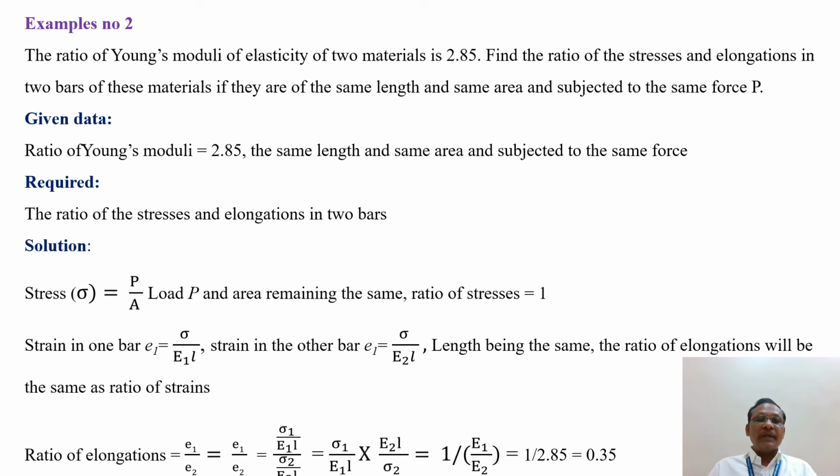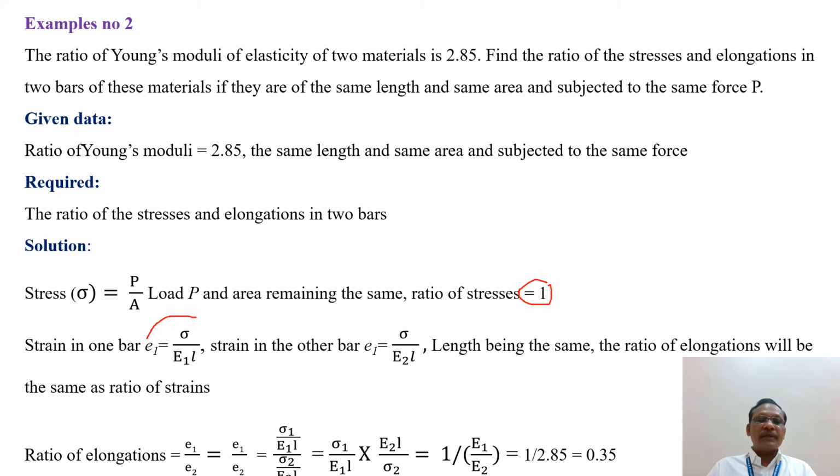So first of all, you write down the stress formula. Stress is nothing but P upon A, where P is the load applied on the member and A is the cross-sectional area. Now load P and the area remain the same, so the ratio of stress becomes 1. Then strain in the bar is equal to stress upon Young's modulus, divided by the length. So strain in the bar is equal to sigma divided by E2 into L.